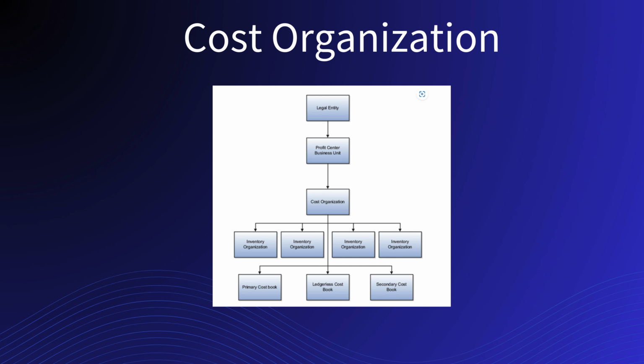And a cost organization can represent a single inventory organization or a group of inventory organizations, as long as they roll up to the profit center business unit. You can group several inventory organizations under a cost organization for financial reporting purposes, as long as they all map to a single profit center business unit. So I keep highlighting this profit center business unit. They need to roll up to this hierarchy.